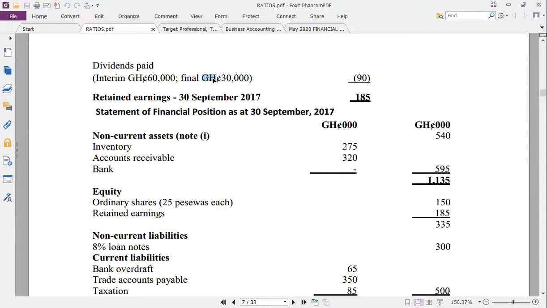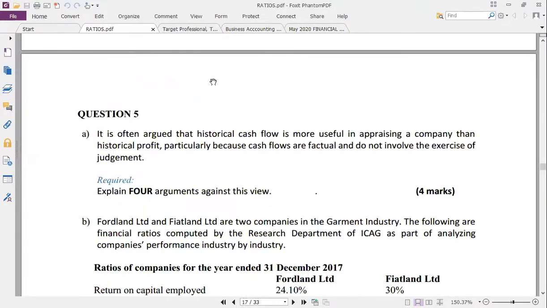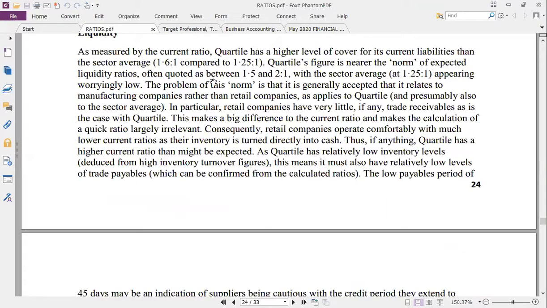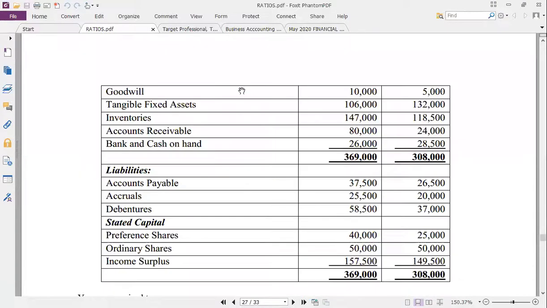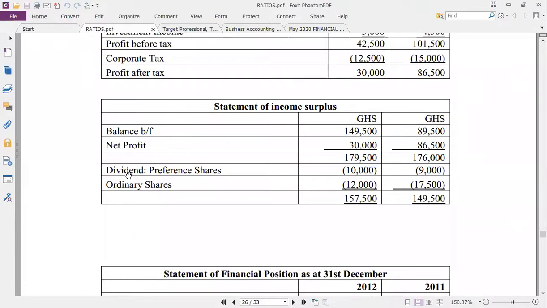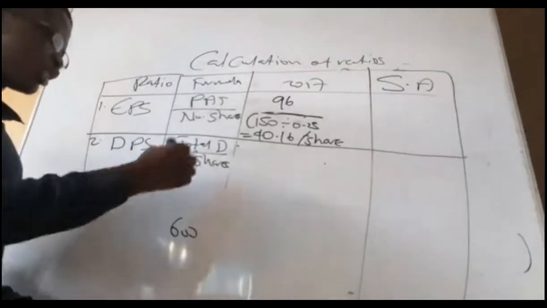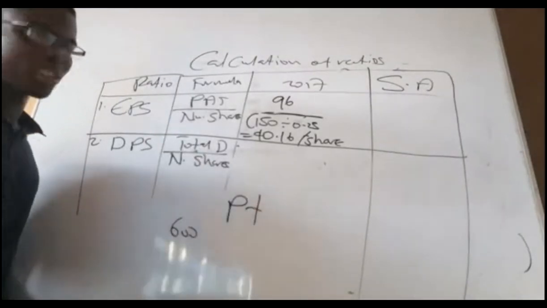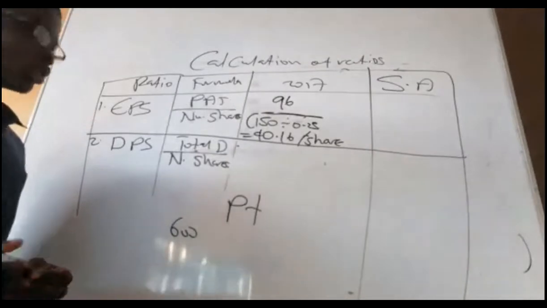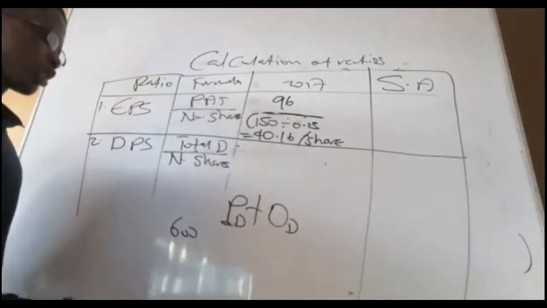For instance, if you go to question number 8, Peace Limited, the question that we were solving, have you seen the dividend here? Dividend, preference shares, 10,000. Ordinary shares, 12,000. Don't say that because in the formula we said it's total dividend, that one needs to be the preference dividend plus the ordinary dividend. No, it's not that one.